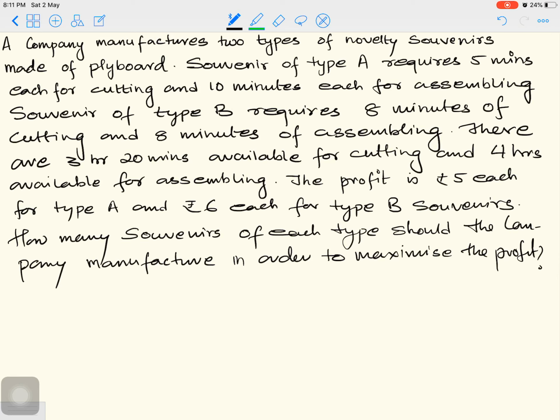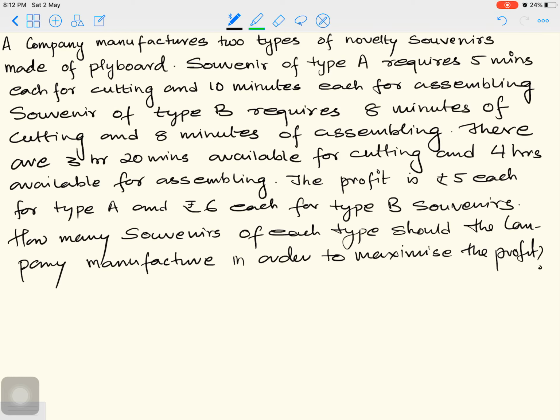souvenirs. That's what we are going to learn in this video. So let us identify the decision variable. The first step was to identify the decision variables. Decision variables are the quantities that need to be produced, or you may say the quantities that are to be found out in the question.